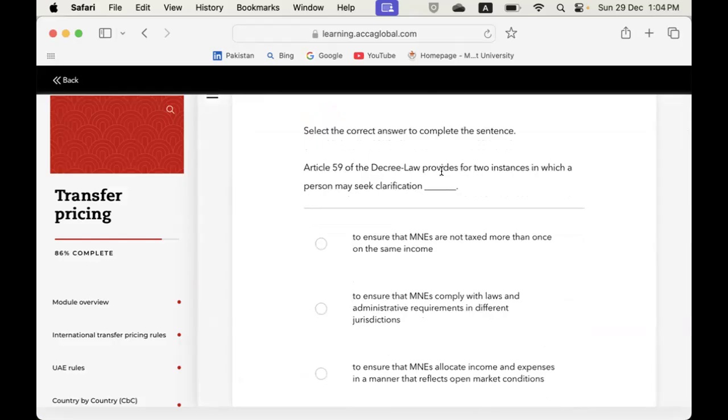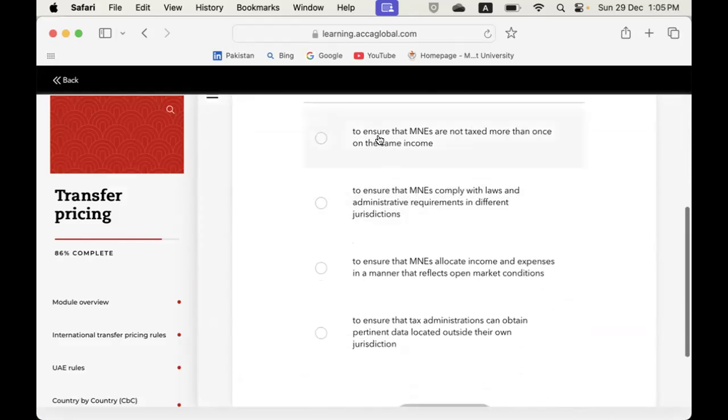Article 59 of the decree law, if you remember, what was that? We discussed about APA, advanced pricing agreements, etc. Provides 2 instances in which a person may seek clarification. So what were those? To ensure that MNEs are not taxed more than once on the same income, to ensure that MNEs comply with the laws and administrative requirements in different legislations, to ensure that MNEs allocate income and expenses in a manner that reflects open market conditions, to ensure that tax administration can obtain pertinent data located outside their own jurisdiction. So which one is correct?